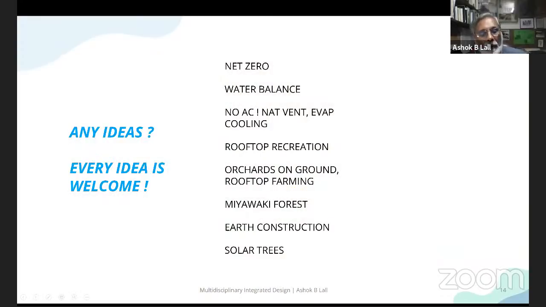I'm just giving an example of a project that we were working on a couple of months back. I was supposed to be the team leader, and we had the team, all those people that we had in the first list, a lot of people there. So I said, okay, any ideas? Every idea is welcome. And I just put down a few words like this. I said, well, net zero, water balance, rooftop recreation, earth construction, solar trees, random, but some thoughts and ideas which have to do with sustainability, low energy, low carbon, et cetera, et cetera. So this was like a proposition of ideas which set a lot of minds moving very, very rapidly. Next.